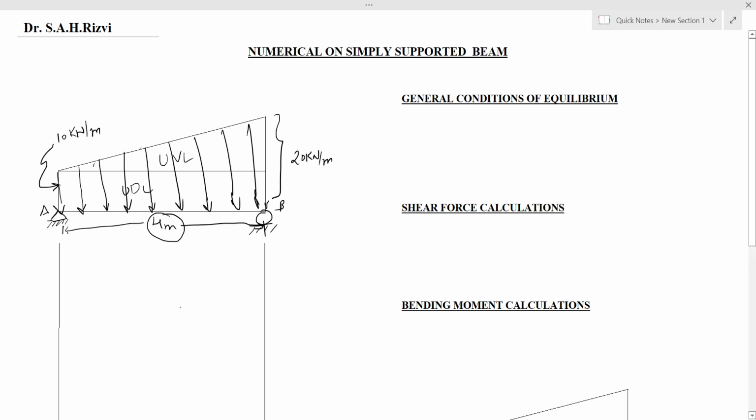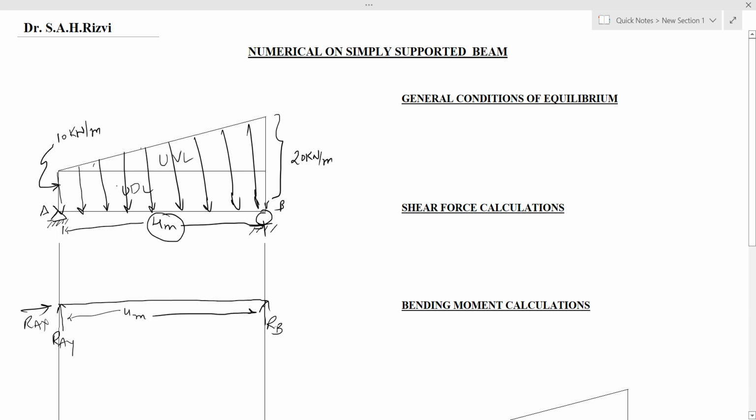Initially we will draw the free body diagram. This is point A having a hinge support, so there will be two reactions, RAY and RAX. And this is a roller support, so it will have only one reaction, RB. Now there are two forces acting on the span of the beam. The total span is 4 meters.